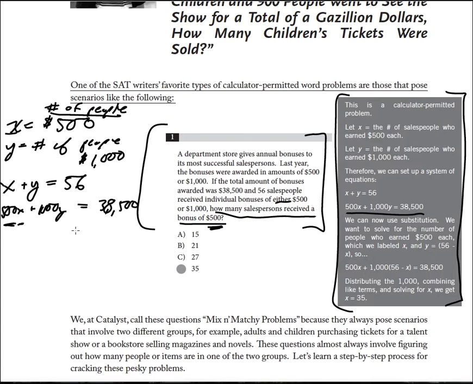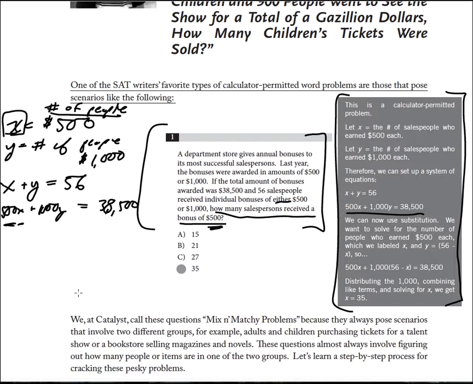Thank you for that question. Now I can do this two ways. I can either multiply the top equation by negative 1,000 and that'll get rid of the y's, or I can use simple substitution. Remember, I want to solve for x. Why do I want to solve for x? Because x equals the number of people who got $500 each, right?